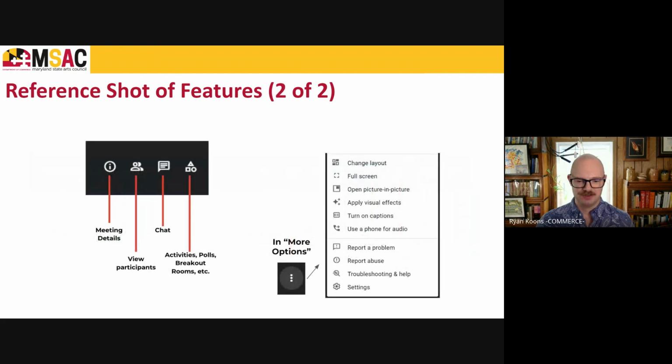If you need to toggle the screen layout, or if you're encountering some video and/or audio issues, there is the three vertical dots button, more options, that will take you to a menu that can help you with that. And I'll also note that the chat function in Google Meet, unlike other communication platforms, is public for everyone. There is not a private chat feature in Google Meet, so anything anyone puts in there will be visible to everyone.